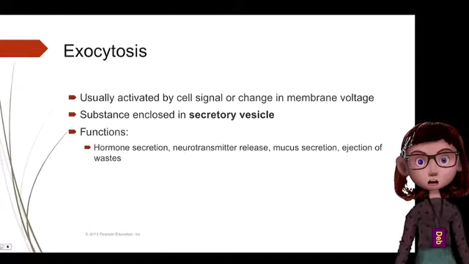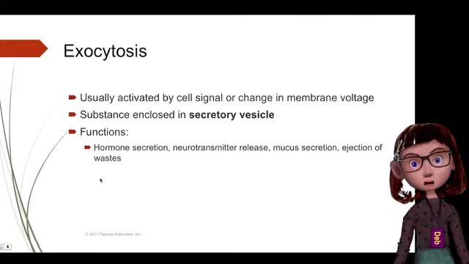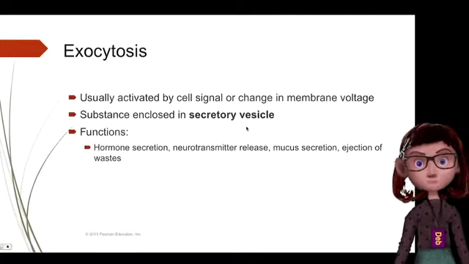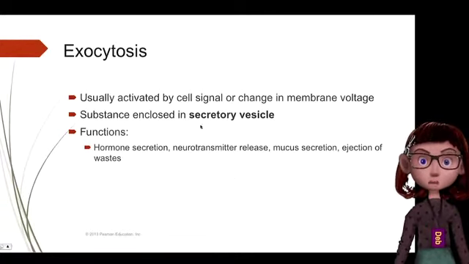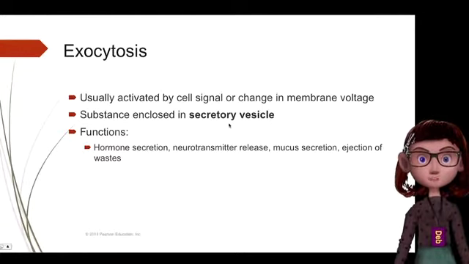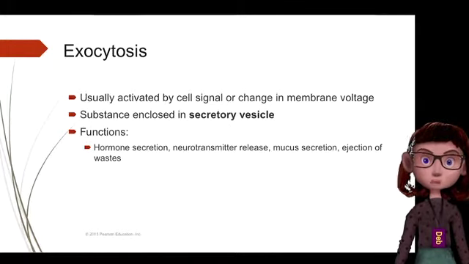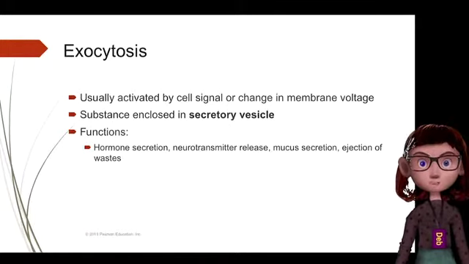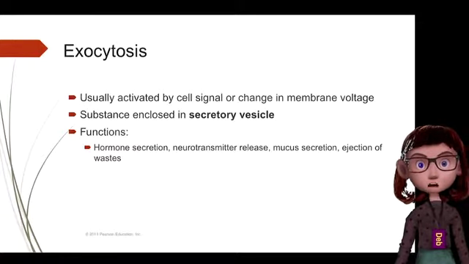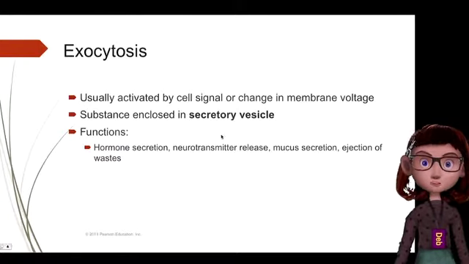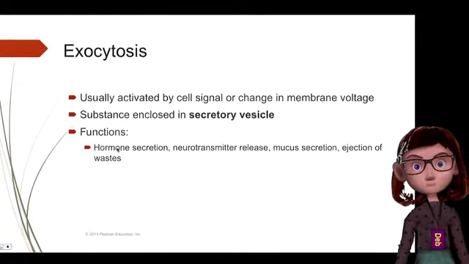Exocytosis. This is usually activated by a cell signal or a change in membrane voltage. The substance will be enclosed in a secretory vesicle. Remember, this is not talking about it being a secret, but that it's secreting something. Usually when we use that word secretion, it's talking about something being sent out by a cell or a group of cells. So the secretory vesicle will contain something that it will then release to the outside of the cell.